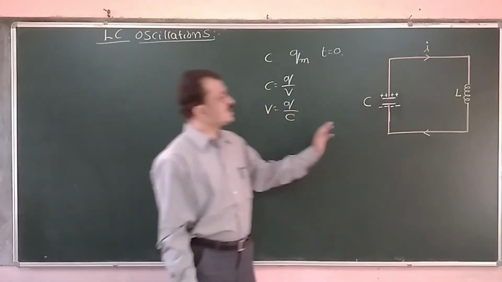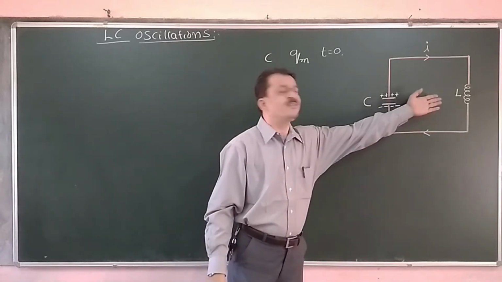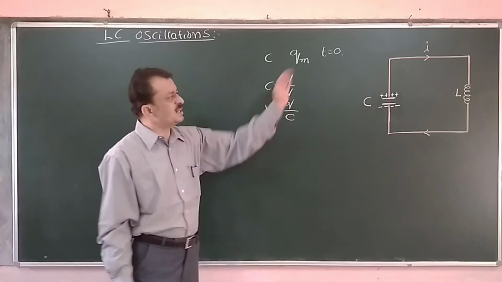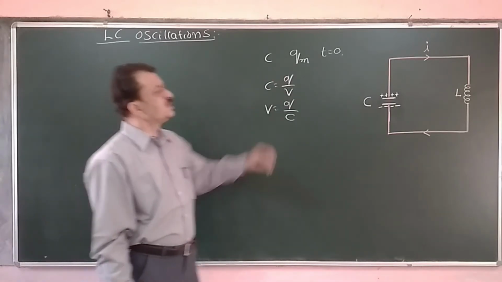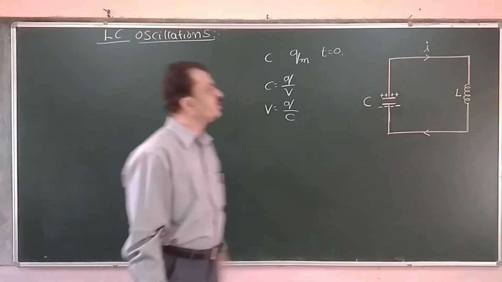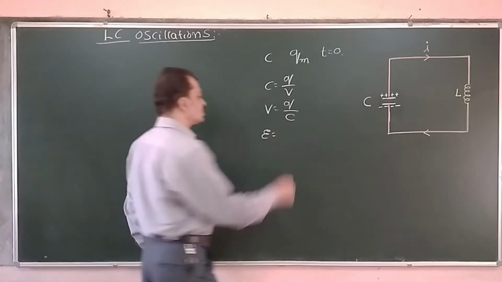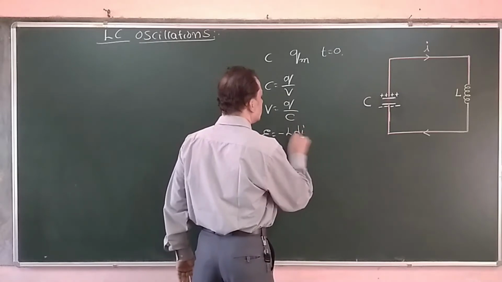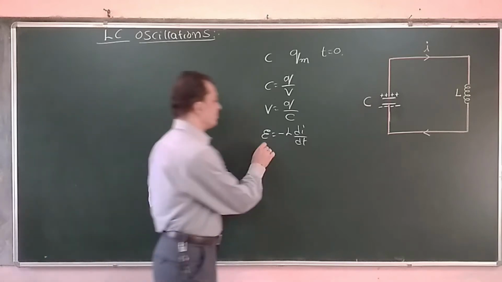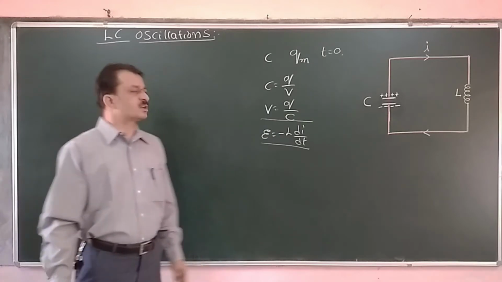Then, as and when the current starts to flow, there is a self EMF induced in the inductor coil. It is a back EMF. There is a back EMF induced in the coil, and that back EMF is given by the relation minus L into di by dt, that we have already studied. This is the back EMF, and this is the voltage across the capacitor.